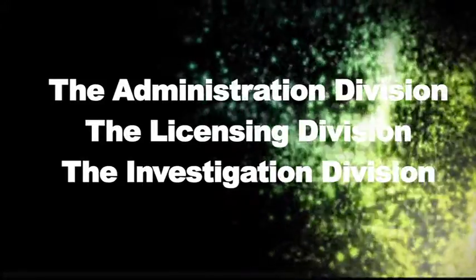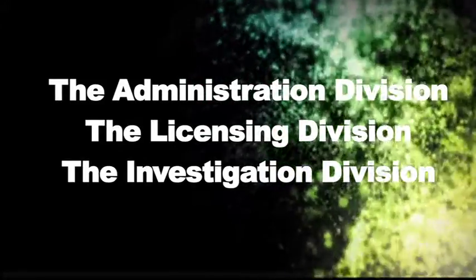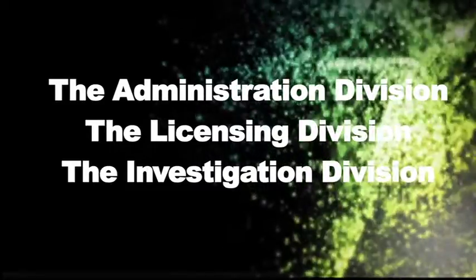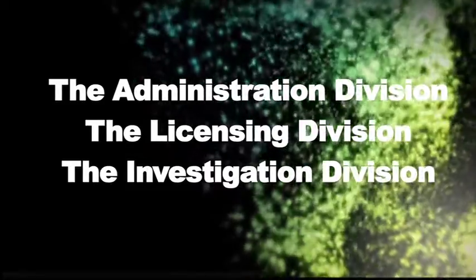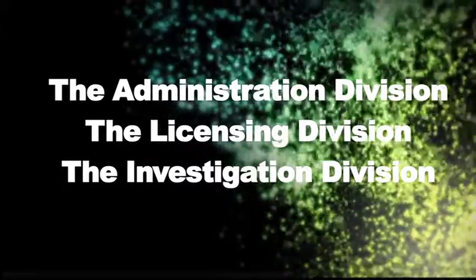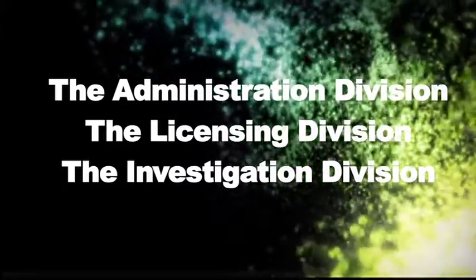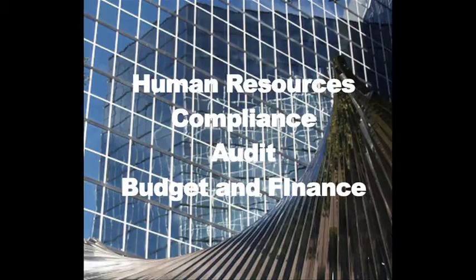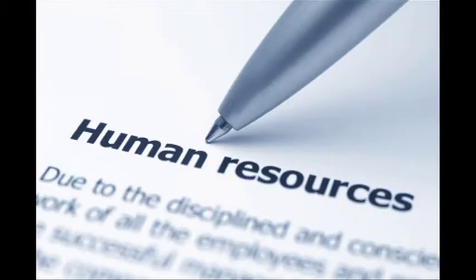The DLLC is organized into 3 divisions: the Administrative Division, the Licensing Division, and the Investigation Division. The Administrative Division is divided into 4 units: Human Resources, Compliance, Audit, and Budget and Finance. The Human Resources Unit manages the daily operations of the department.